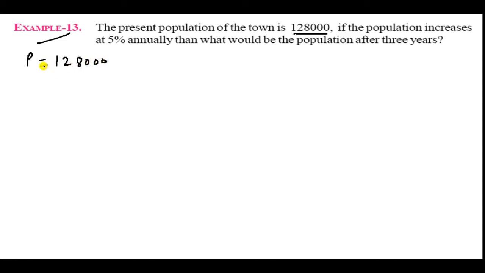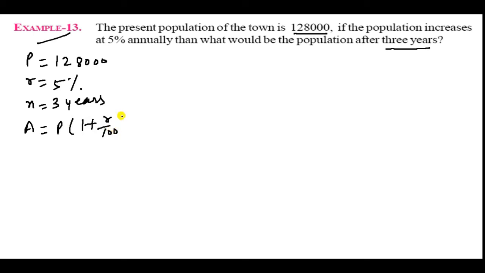The present population of a town is this one. If the population increases at 5% annually, then what would be the population after 3 years? So it is the principal, and it is 128,000. R is given as 5%, and the time period is 3 years. So you have to write 3 years.